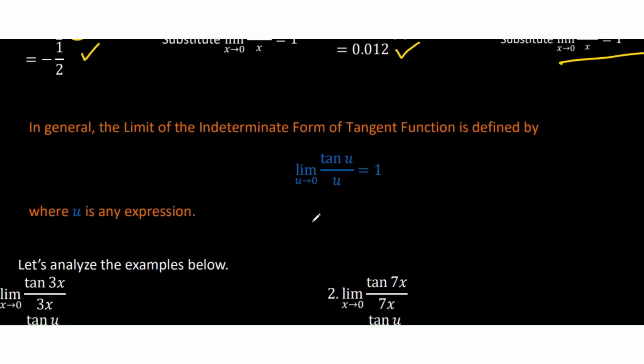Now in general, the limit of the indeterminate form of the tangent function is defined by the limit of tangent u over u as u approaches 0 is equal to 1. Again, u is any expression. We just need to have the same expression here so that we can have the final answer 1.